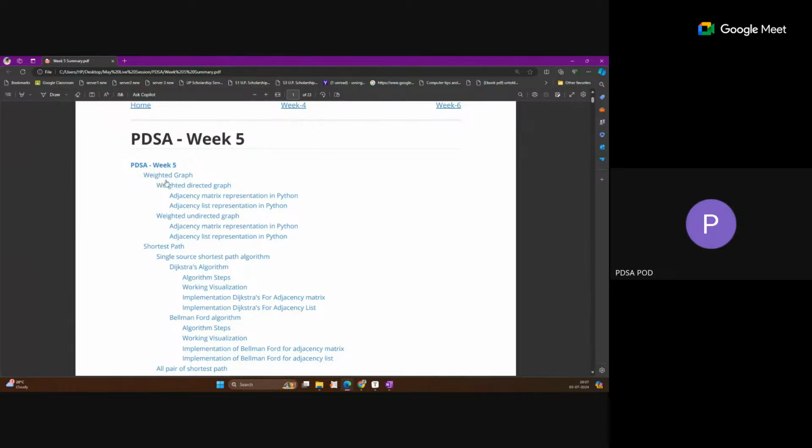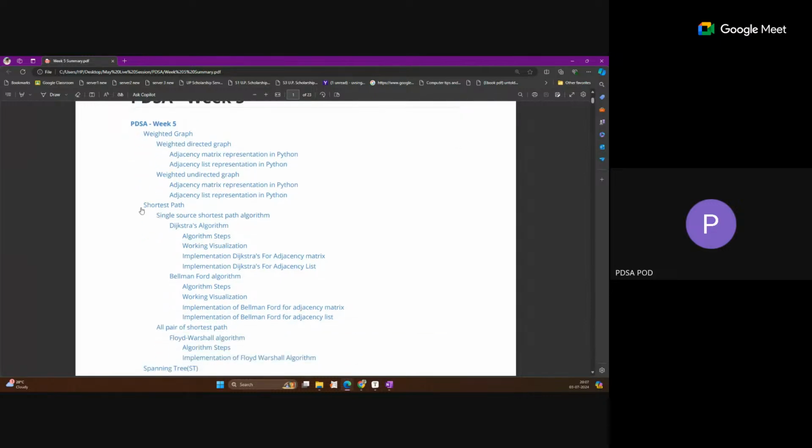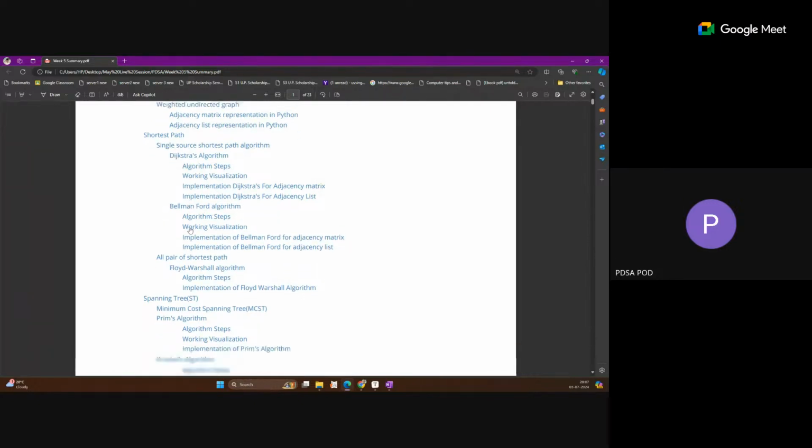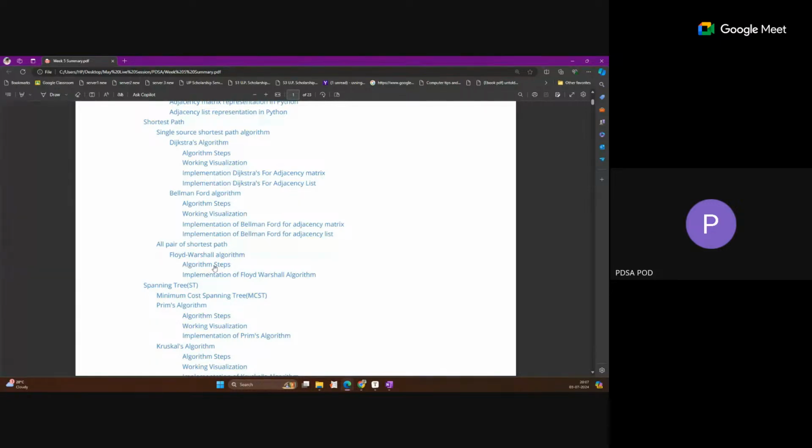These are the main topics of this week. First we will discuss the weighted graph, and after that, one topic, shortest path. This is a very nice and very commonly used application: how we can find the shortest path in the graph. We have three algorithms here: Dijkstra's algorithm, Bellman-Ford algorithm, and Floyd-Warshall algorithm for this purpose.